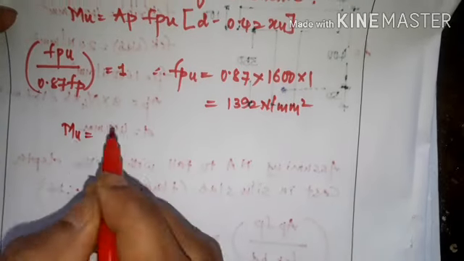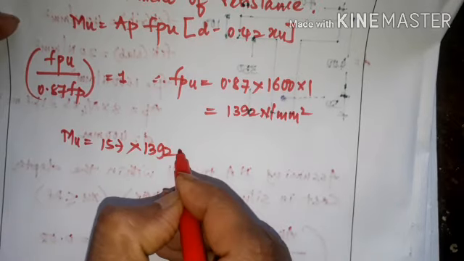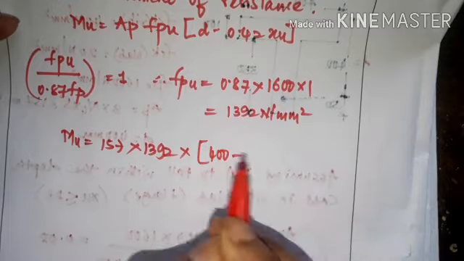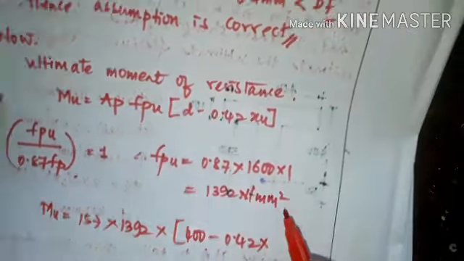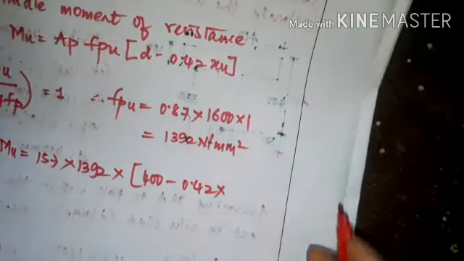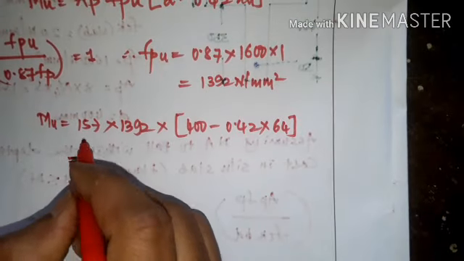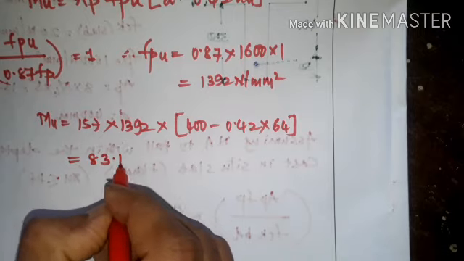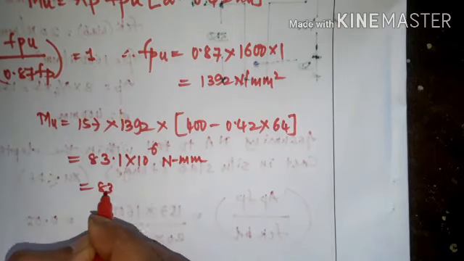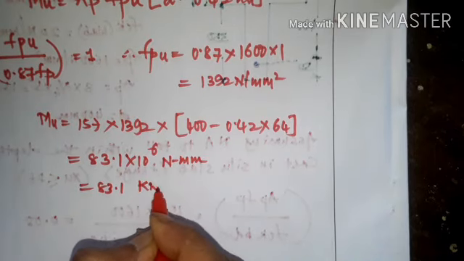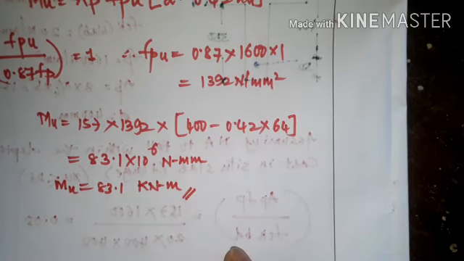Okay, so Mu is AP is 157 and FPU is 1392 into D is 400 minus 0.42 into XU. XU we have calculated just now as 64 mm. Okay, so ultimately we will get the moment of resistance as 83.1 into 10⁶ Newton mm, or it is 83.1 kilonewton meter. So this is the ultimate moment of resistance, or the flexural strength of the section.